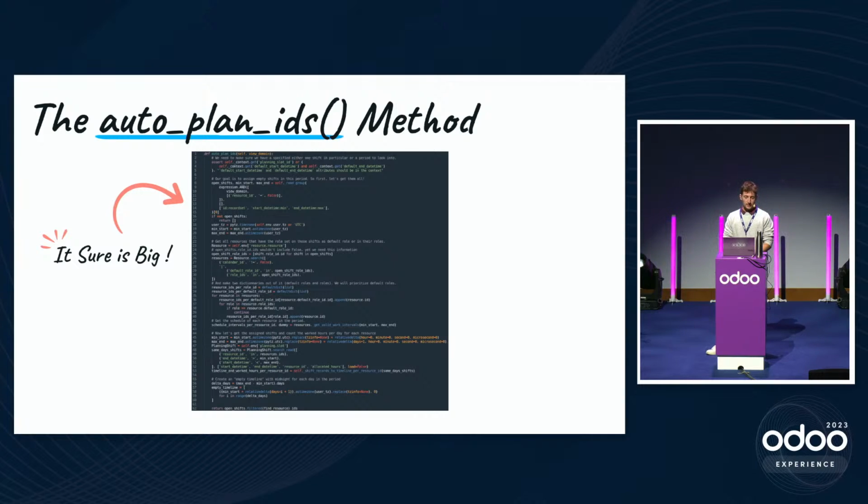Now, let's look at the auto plan IDs method that we're calling from the front end. As you can see, it's already kind of big. We're going to, again, take it step by step and make it a little bit more tractable.